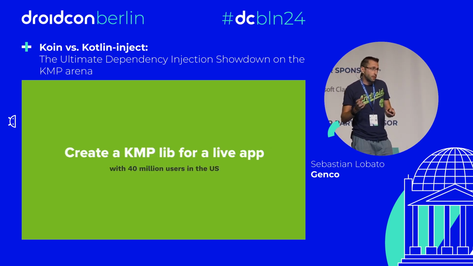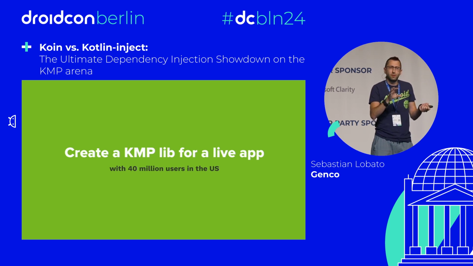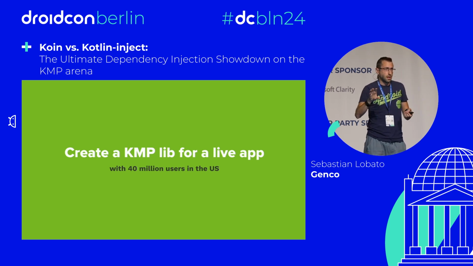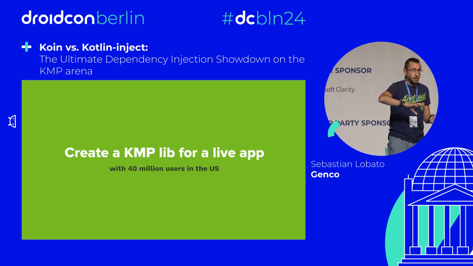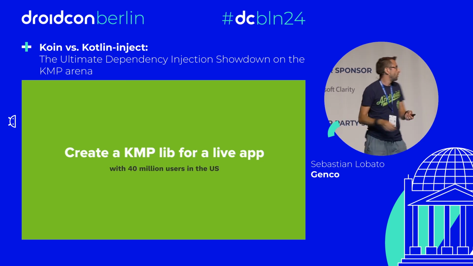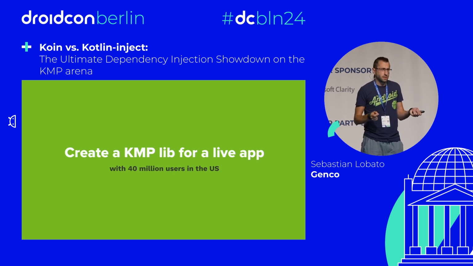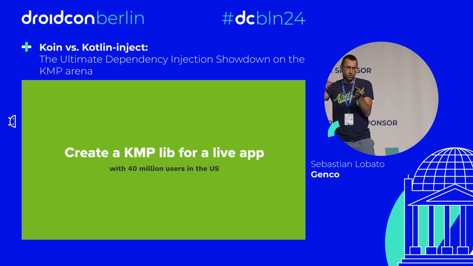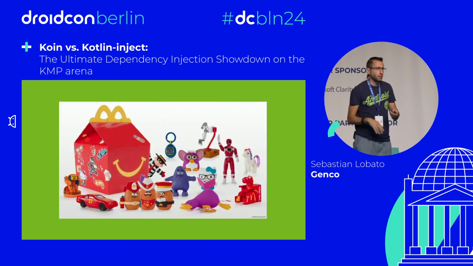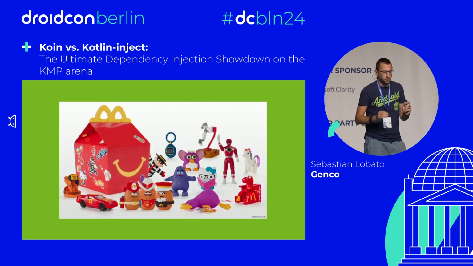The project that I'm going to talk about, we got to it at the end of last year. We wanted to create a Kotlin Multiplatform library and use it in an existing app that was already live in the US for 40 million users. I think you know the company. It's the biggest toy seller in the world. They put the toys in these small boxes, and they also put some food inside the box. I don't care about the food. I think you all know the company is called McDonald's. The food is not important. The most important thing is the toys for me.